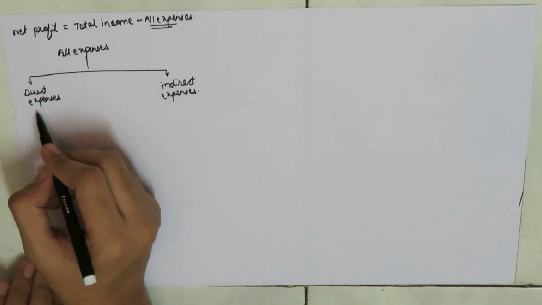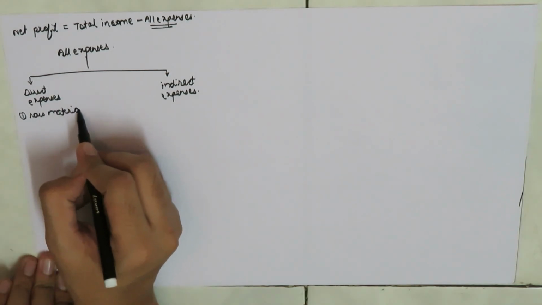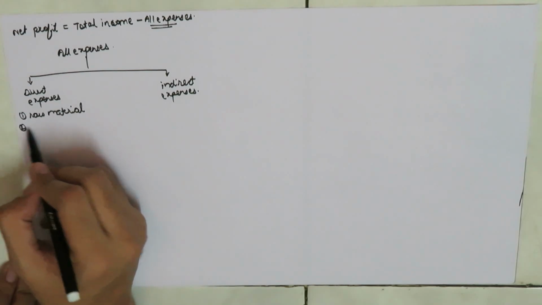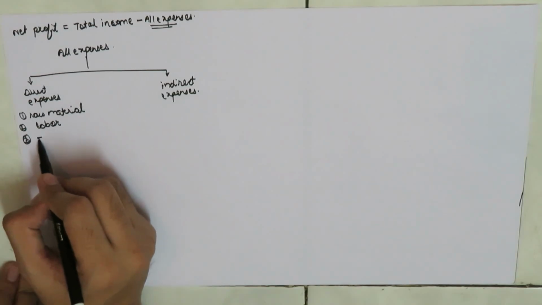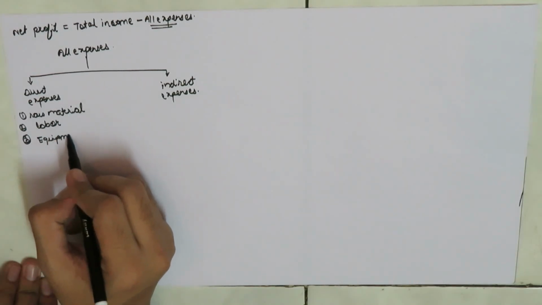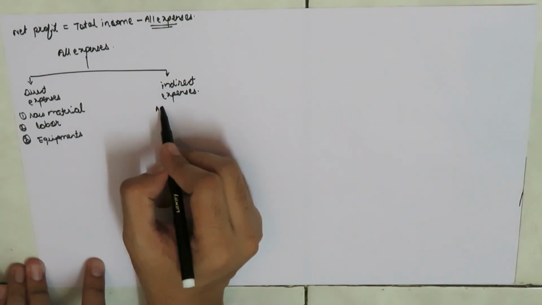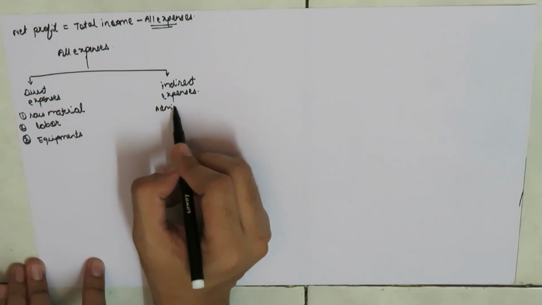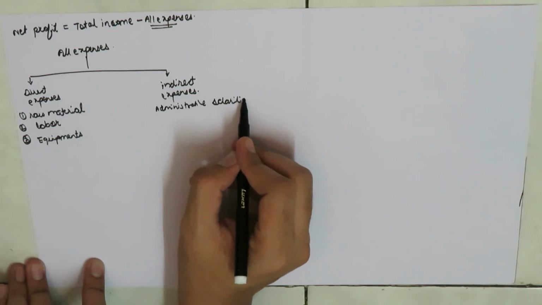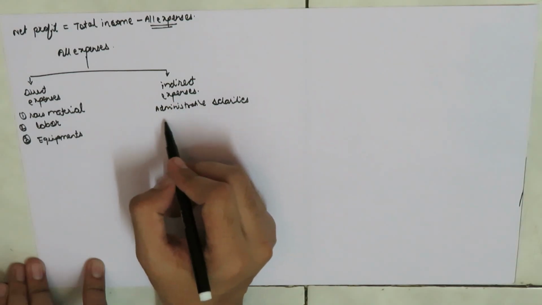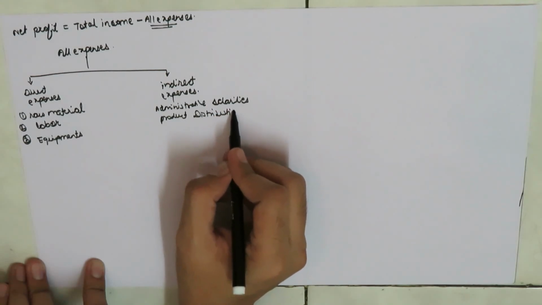In the case of the direct expenses, we need to manage the raw material expense for the plant, and we need to manage the labor, we need to manage equipments in the plant. And in the case of the indirect expenses, these expenses include the administrative salaries, and the product distribution cost.